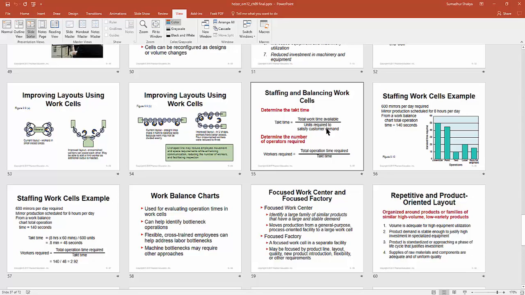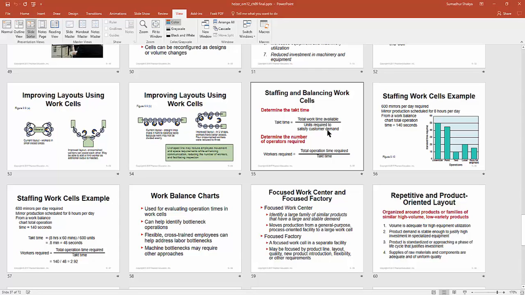The number of units required to satisfy customer demand can be taken as, let's say, the total demand expected at a pizza shop is about, let's say, 400. Now, if the total time available is 480, then the total daily demand would be 400. So 480 divided by 400.